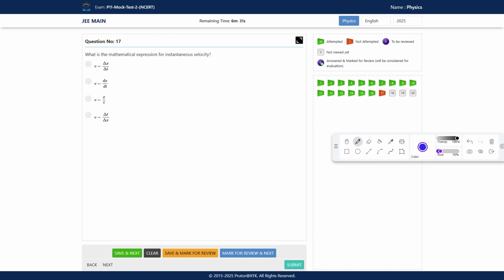What is the mathematical expression for instantaneous velocity? So in this question you have to find out the correct expression for instantaneous velocity. V is equal to delta x upon delta t, V is equal to dx upon dt, V is equal to x upon dt, x upon t, and V is equal to delta t upon delta x. Which one is correct? Yeah, correct. dx upon dt.